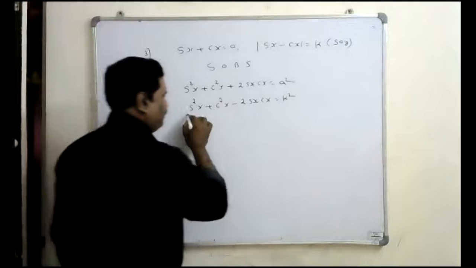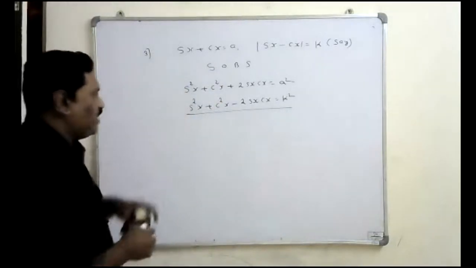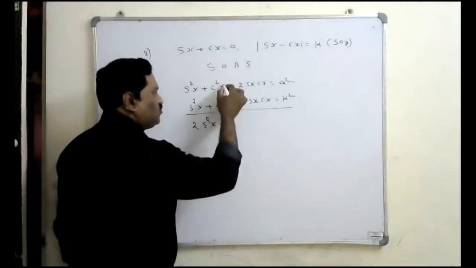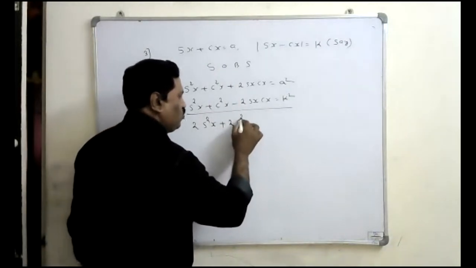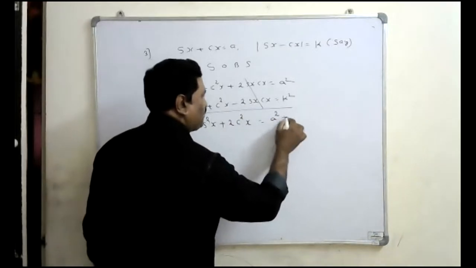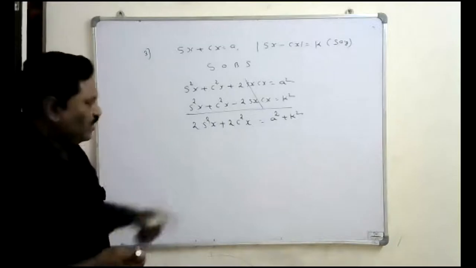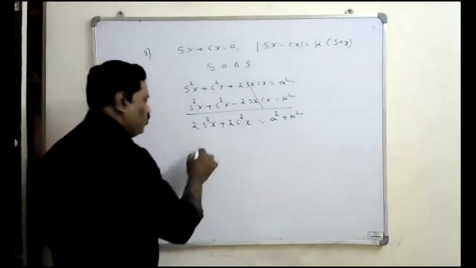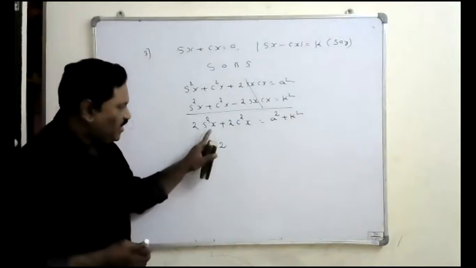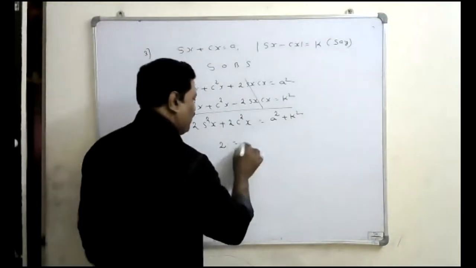Now we will add them. If we add them, sin square x plus sin square x, which is 2 sin square x, plus cos square x plus cos square x, which is 2 cos square x, and of course this term is getting cancelled, is equal to a square plus k square. This is what we are getting. Now from these two, I can take the 2 common. Remaining is sin square x plus cos square x, which is 1, is equal to a square plus k square.